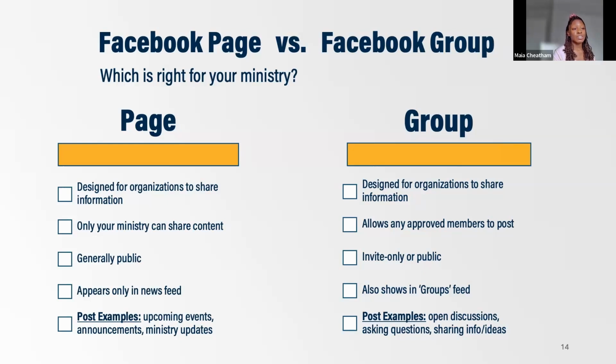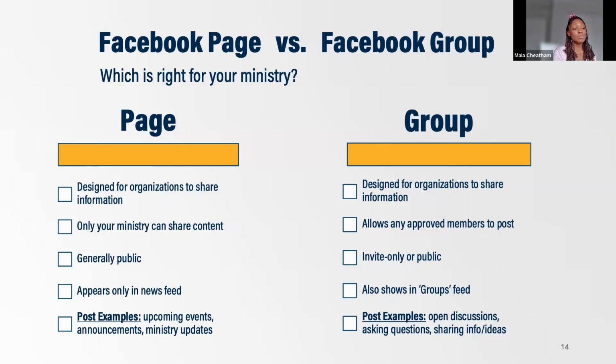Facebook pages are generally public, while Facebook groups can be public or invite only, meaning you can invite people to join your group, or you can wait for them to send requests to join your group and you can either approve or deny. The posts made on a page only appear in the newsfeed. Meanwhile, posts made in groups can show in a separate groups feed, which makes it easier to find the content shared because of the algorithm.